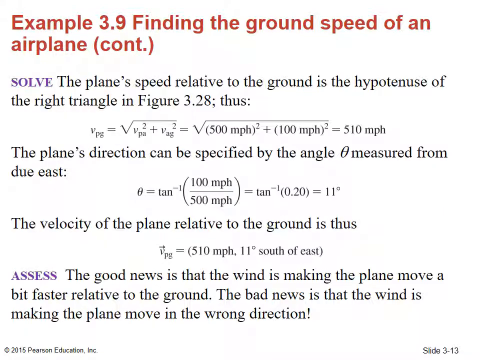The plane speed relative to the ground is the hypotenuse of the right triangle in the figure. Thus, v sub PG is 510 miles per hour. The plane's direction can be specified by the angle theta, measured from due east, and theta is 11 degrees. The velocity of the plane relative to the ground is thus the vector v sub PG is 510 miles per hour, 11 degrees south of east. The good news is that the wind is making the plane move a bit faster relative to the ground. The bad news is that the wind is making the plane move in the wrong direction.